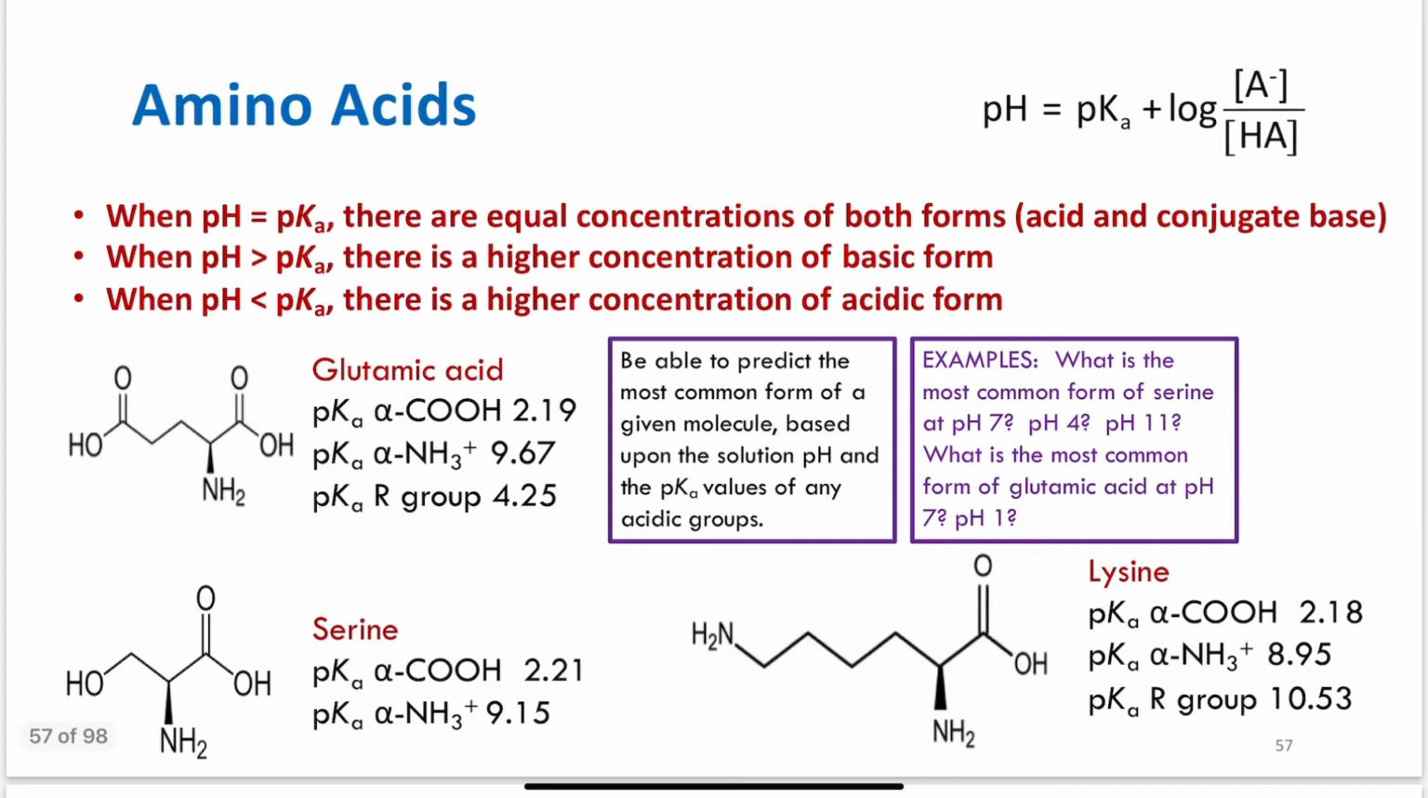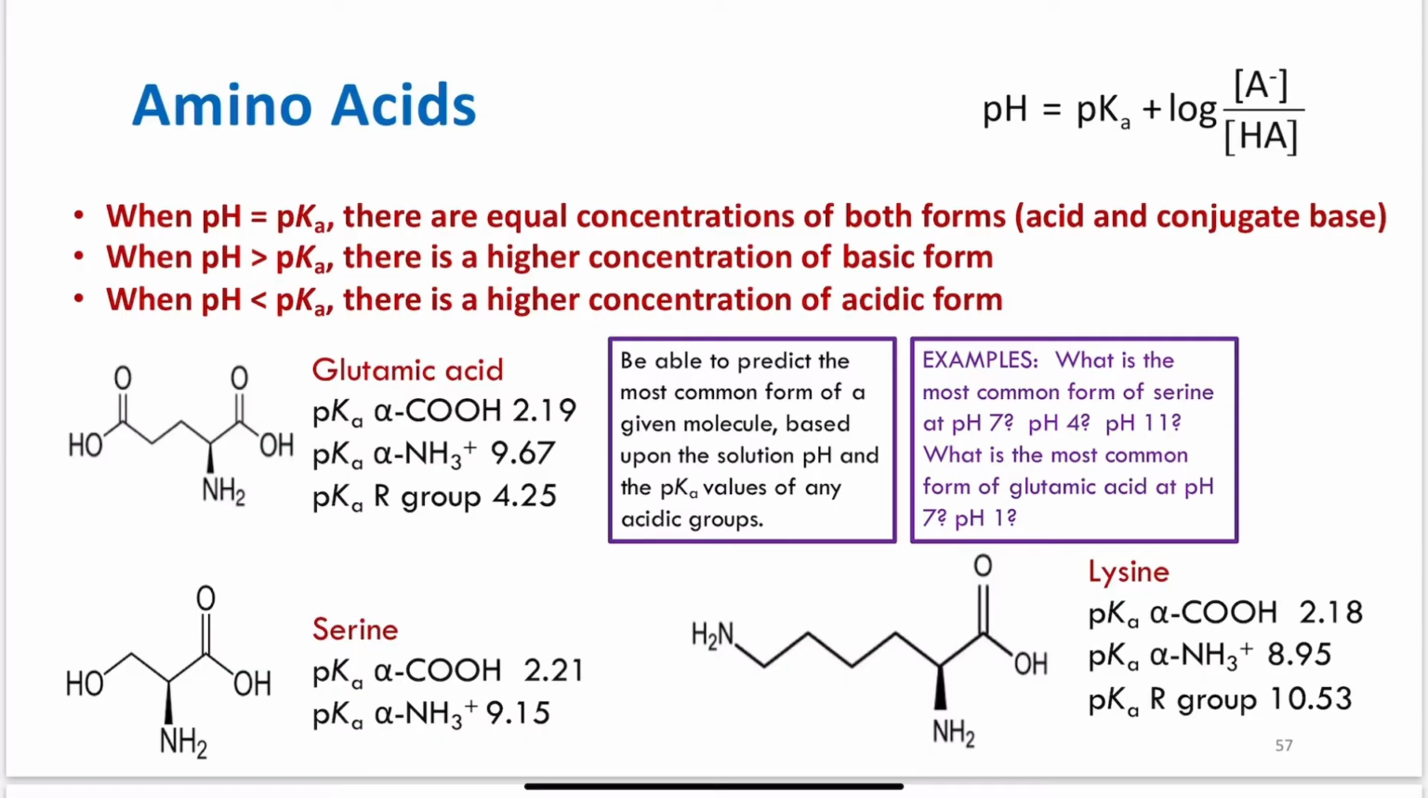What about amino acids? Another thing we need to talk about is amino acids. Amino acids are components that have amines and acids in the functional group. And you'll see this a lot in your other classes, organic chemistry, biochemistry, etc. But you need to understand when they have extra protons. When the pH is equal to pKa, there are equal concentrations of both forms, your acid and its conjugate base. When the pH is greater than pKa, there's a higher concentration of the basic form. And when the pH is less than the pKa, there's a higher concentration of the acid form.